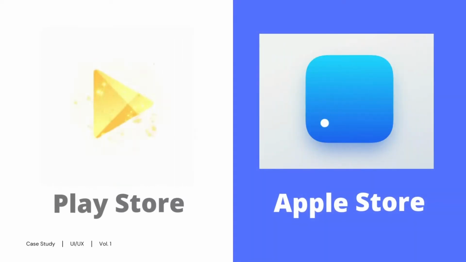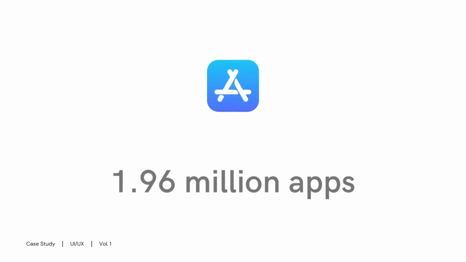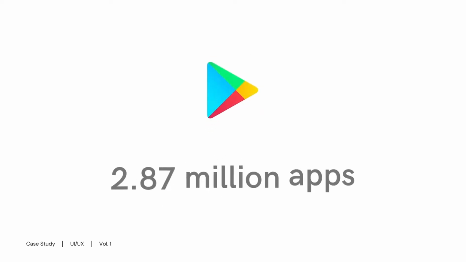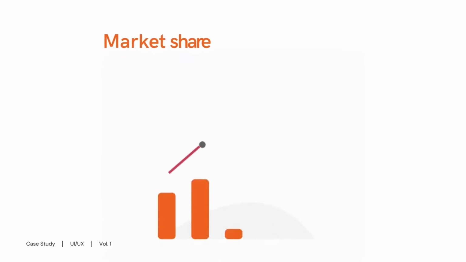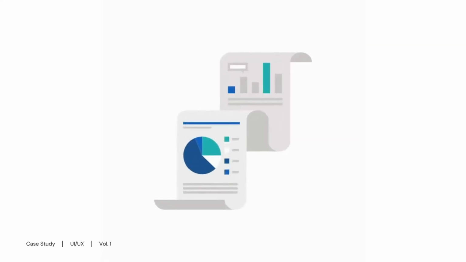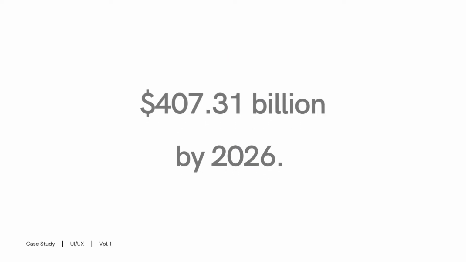Have you ever wondered how many mobile apps are there on Play Store or even Apple Store? Apple App Store has 1.96 million apps, while Google Play Store has a whopping 2.87 million apps available for download. Looking at the numbers, we have noticed that the market share of mobile apps is growing readily. The global mobile application market is projected to reach $407.31 billion by 2026.